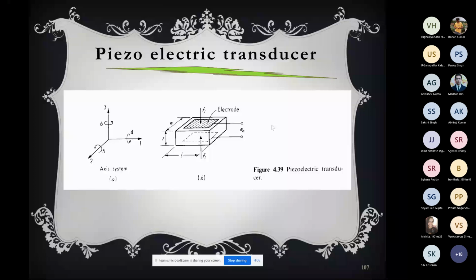Now, one thing I did not mention earlier, that when charge is coming, EMF is coming, the polarity is important. So there will be some polarity. Suppose we apply the force Fi in this direction as shown in the figure, then there will be a polarity. If instead you give it the opposite direction, then the polarity will be reversed. So the polarity of the generated charge, or the polarity of the EMF, depends on the direction of the force. If the direction of the force is reversed, the polarity will also be reversed.